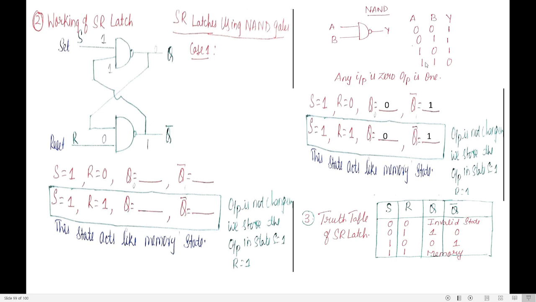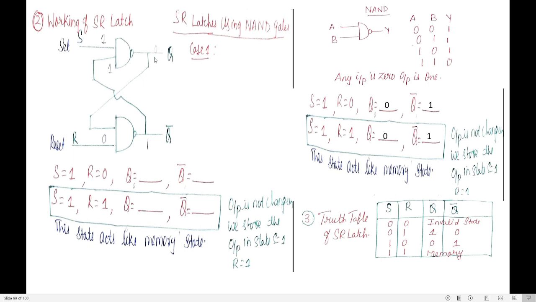What is the output when A and B, S and R are 1, 1? When the inputs are 1, 1, output is 0. So what is the output that is coming out? 0. So Q is 0. So S is 1, R is 0. Output Q is what? 0.